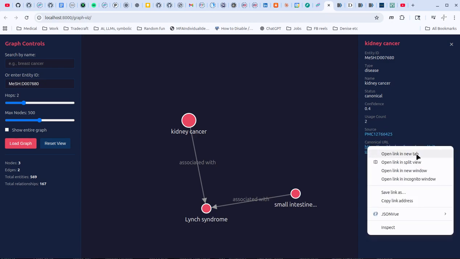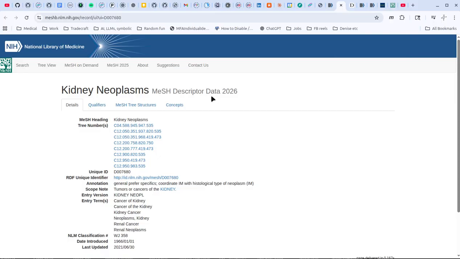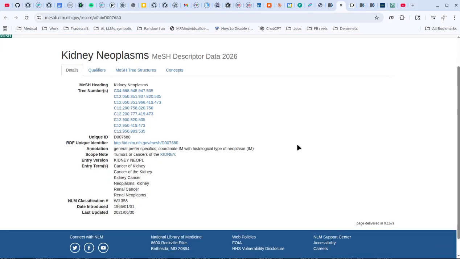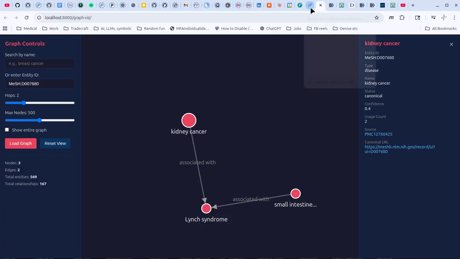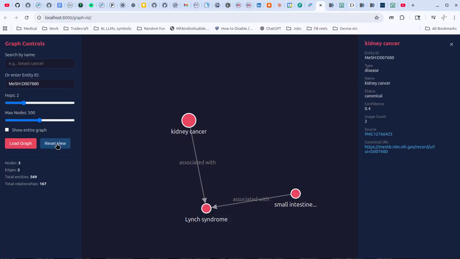Canonical ID, that means that we decided that the MeSH website at NIH is fairly authoritative, and it has interesting, useful things to say about kidney cancer. While working on this, I learned that neoplasms is another word for cancer. All right, so, that's that.